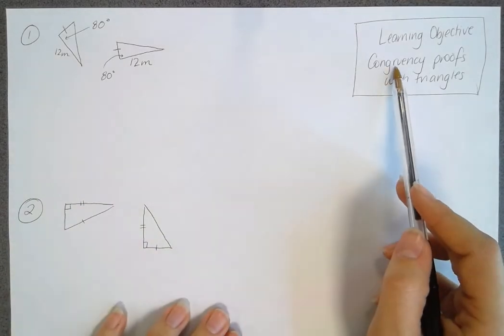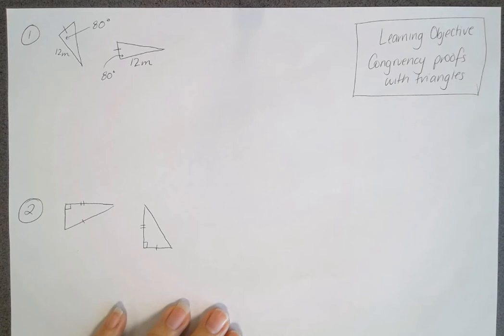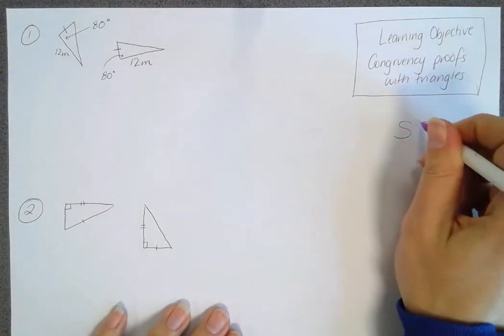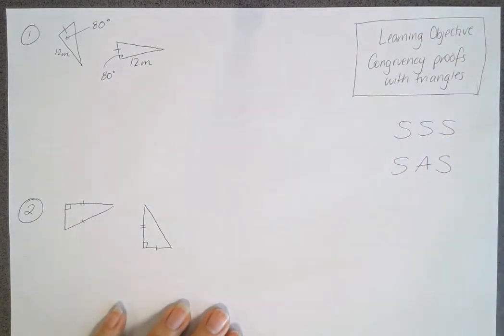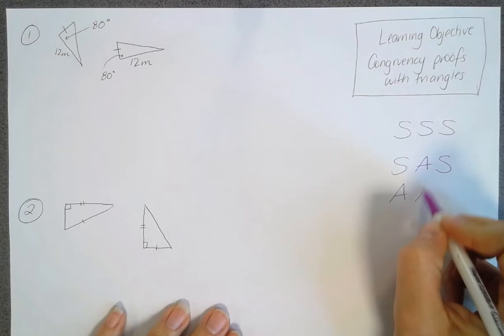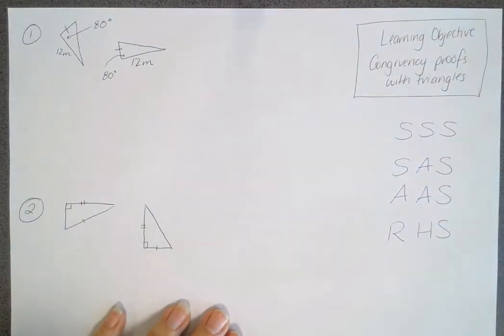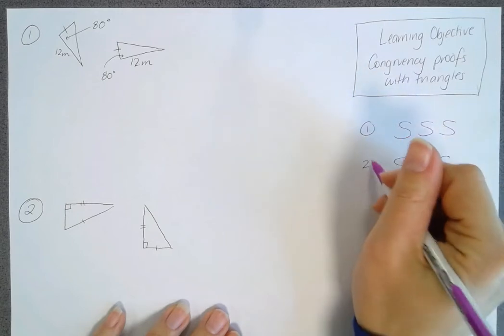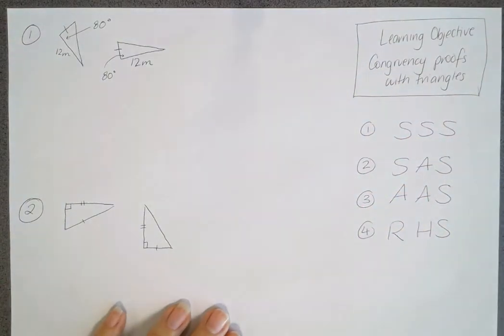We are going to use our congruency rules to do some proofs, proving that triangles are congruent. So let's remind ourselves of our 4 congruency rules. We have side, side, side. We have side, angle, side. We have angle, angle, side. And our final one is right angle, hypotenuse, side. So we've got those 4 rules. Every single time we do a congruency proof, to prove 2 triangles are the same, they must at least tick one of these boxes here.